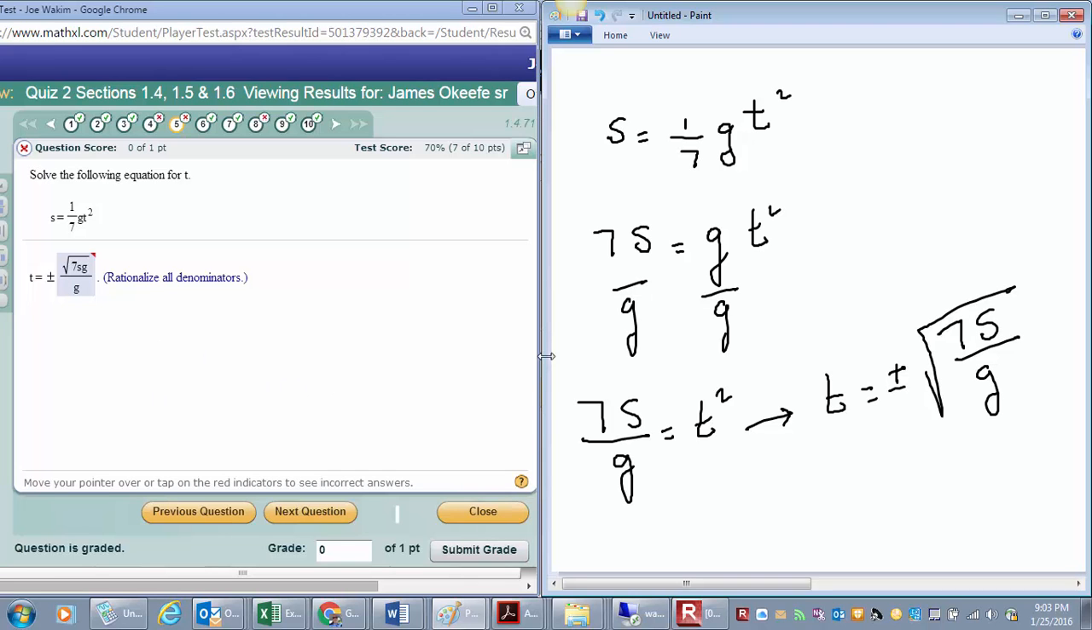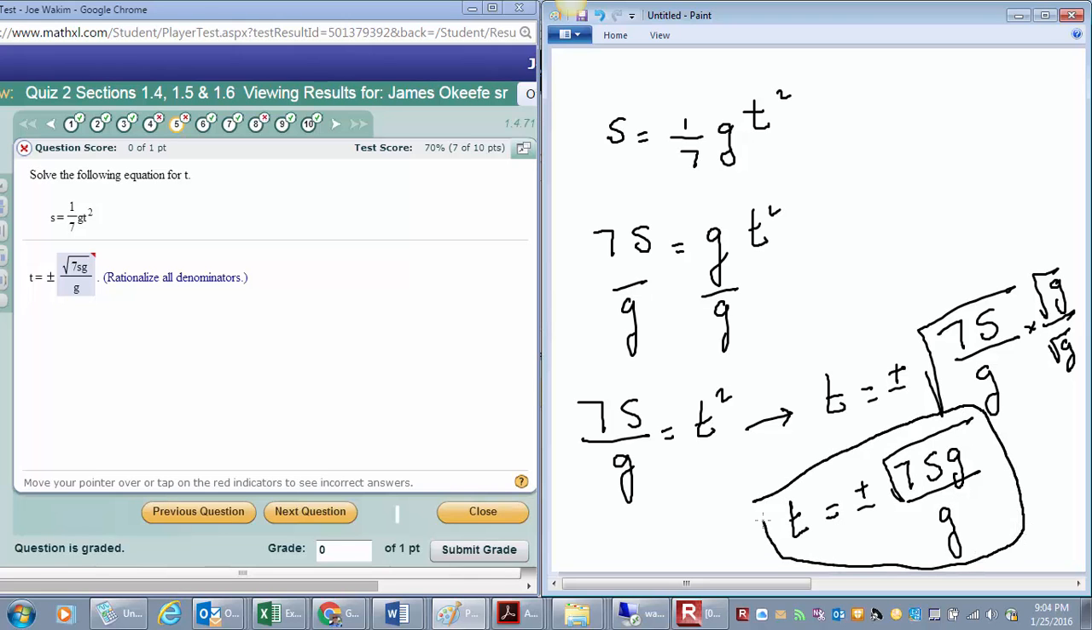Now we need to rationalize the denominator. To rationalize, we multiply up and down by square root of g. And this would be plus or minus, the numerator would be the square root of 7sg. The denominator, g times g, is g squared. So we have a square root here, but here the square root of g squared is just g, and that would be the final answer. And this would be t here. t equals plus or minus square root of 7sg over g.